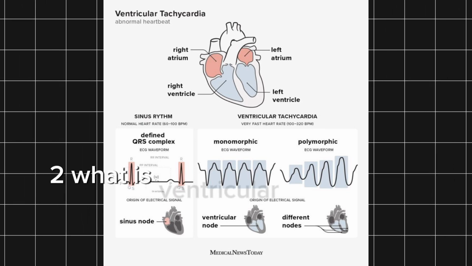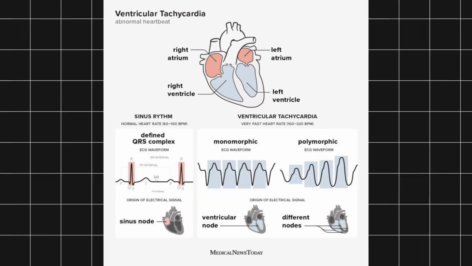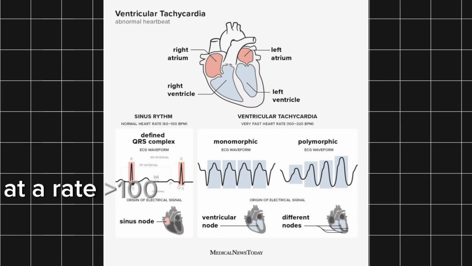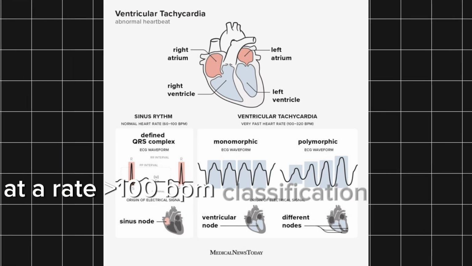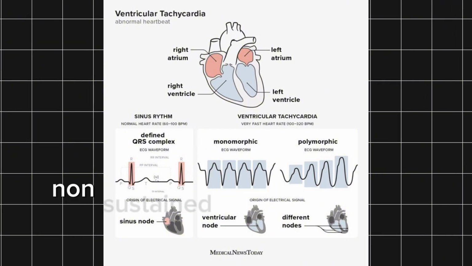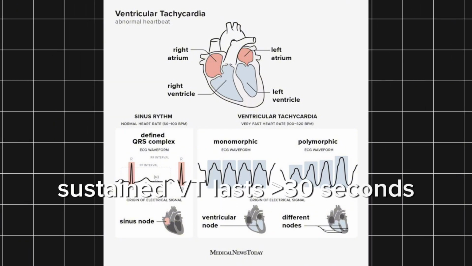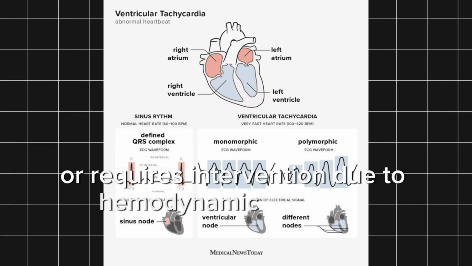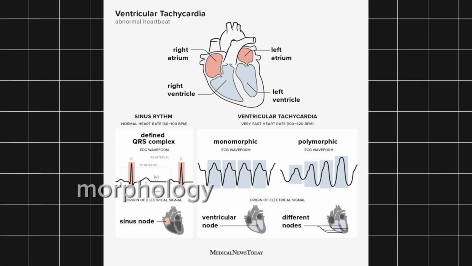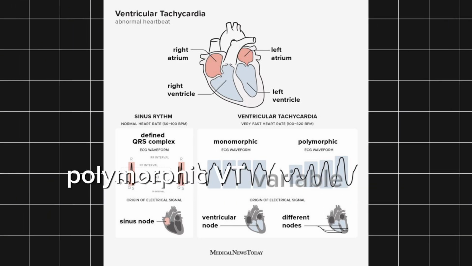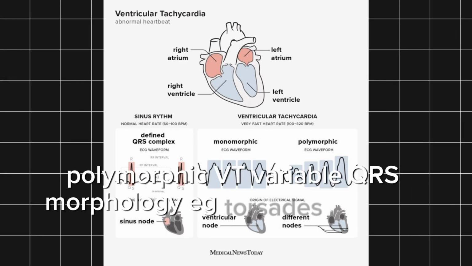2. What is ventricular tachycardia? Definition: VT is defined as 3 or more consecutive ventricular beats at a rate greater than 100 BPM. Classification. Duration: non-sustained lasts less than 30 seconds. Sustained VT lasts more than 30 seconds or requires intervention due to hemodynamic instability. Morphology: monomorphic VT, consistent QRS morphology. Polymorphic VT, variable QRS morphology, e.g. Torsades de Pointes.